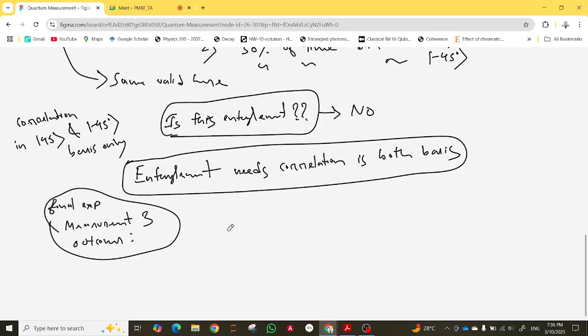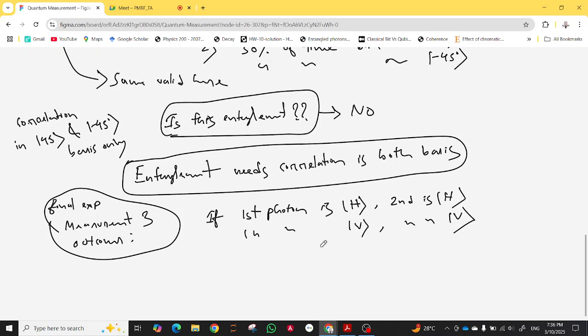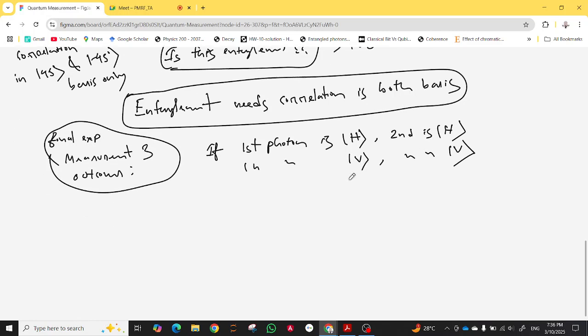Now measurement 3 outcomes. You are seeing that if the first photon is H, the second is H. If the first photon is V, the second is also V. Okay, this is your measurement 1, similar, right?